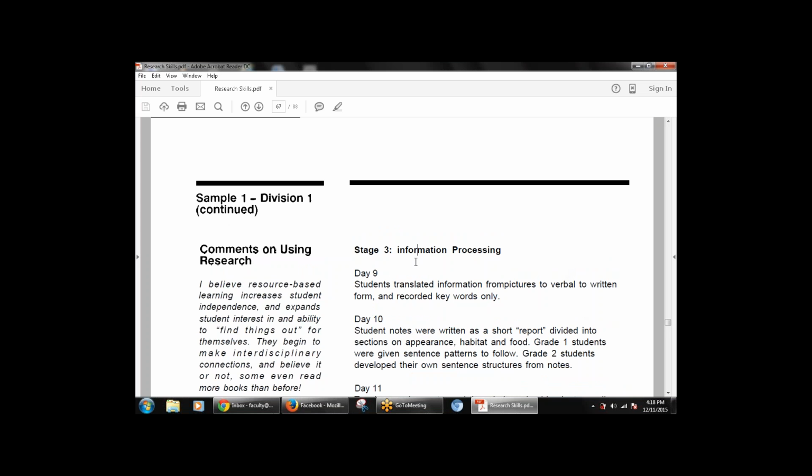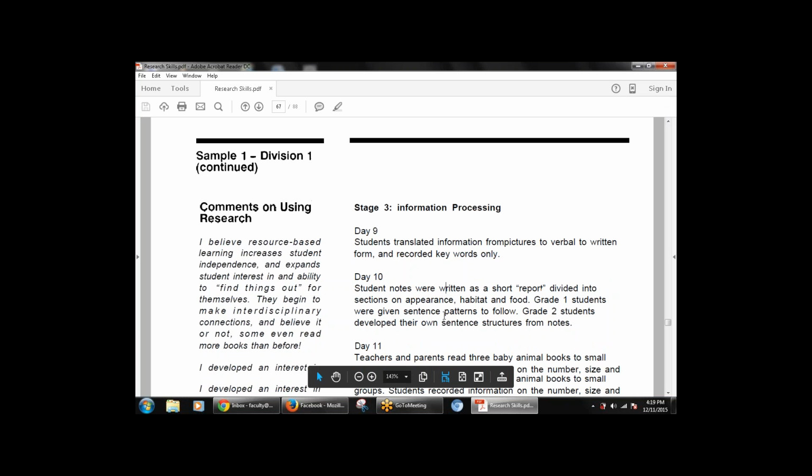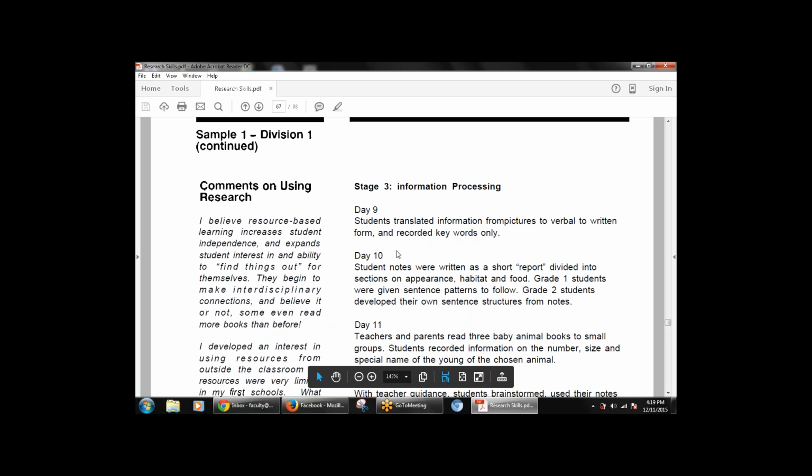So let's start the session again. This is stage 3 that we covered in the last class, information processing, that is how we can process the information according to the example. This is a day 9 activity. In this the students translate the information from the picture to the verbal or written form, concluding the items from the sources available. That is one of the tools used for information processing. Day number 5 is translating the information from the pictures to the verbal or written form.